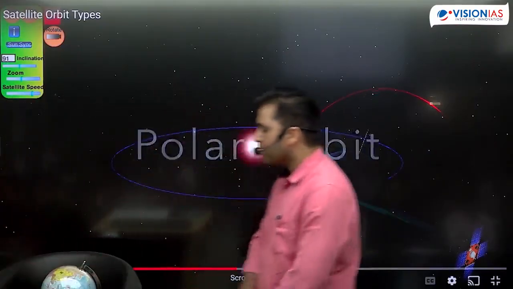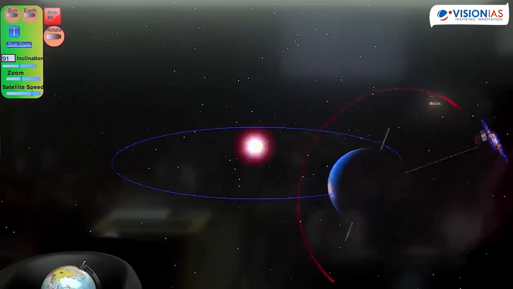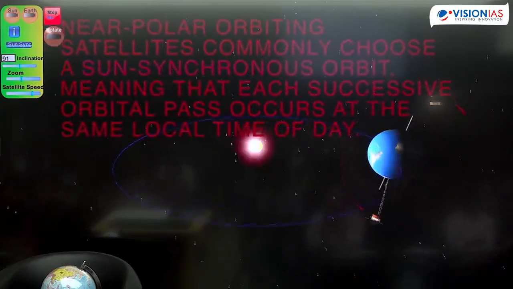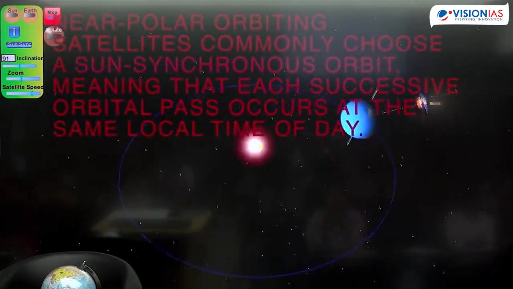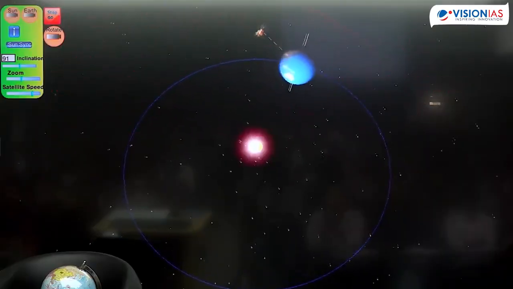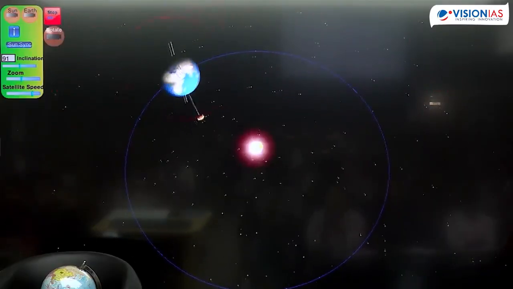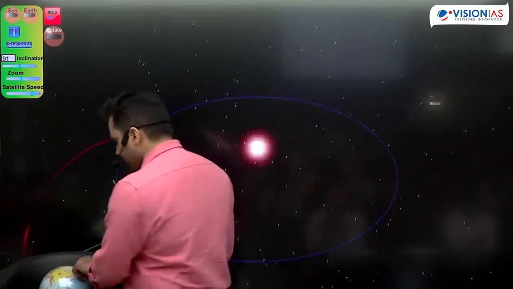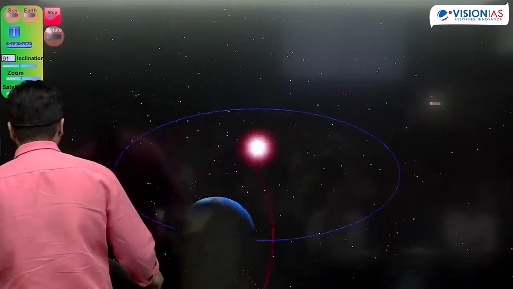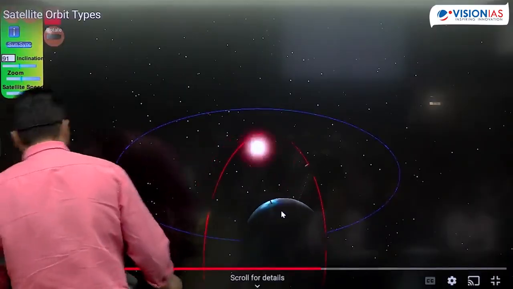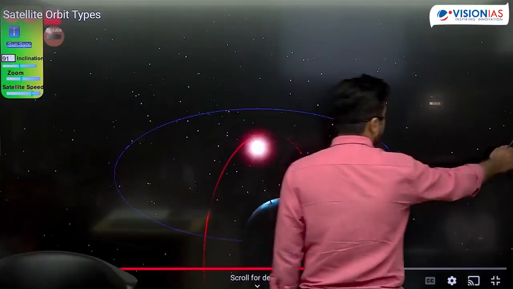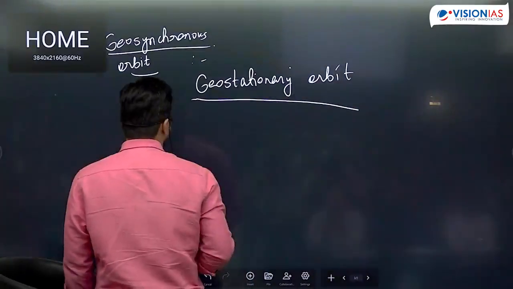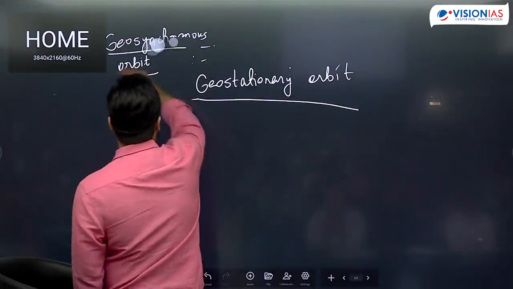Polar orbits, which I was talking about in the previous class, are from pole to pole, from North Pole to South Pole, around 90-degree inclination. A very special type of polar orbit is called polar sun-synchronous orbit. I will talk about that, but there is one more simple concept which we should know about: the geotransfer orbit. Give this heading.